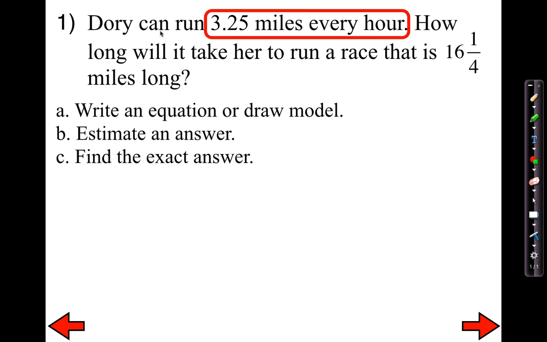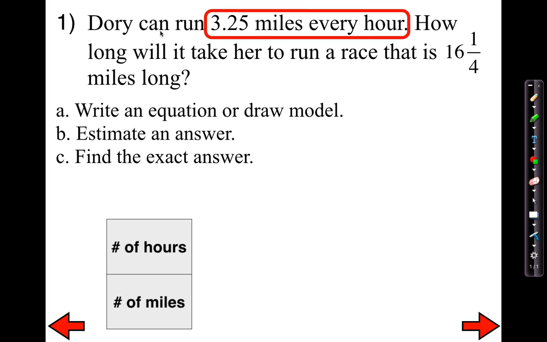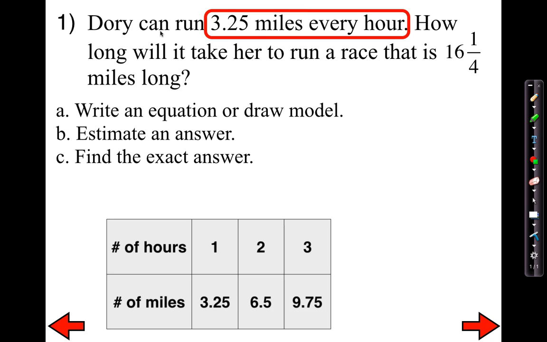Well, if Dory can run 3.25 miles every hour, in 1 hour, I expect her to go 3.25 miles. In 2 hours, I expect that to double to 6.5 miles. In 3 hours, I expect that to triple to 9.75 miles. So notice here for 4 hours, I expect her to make it to 13 miles, and then 5 hours is what would take her to 16 1/4.